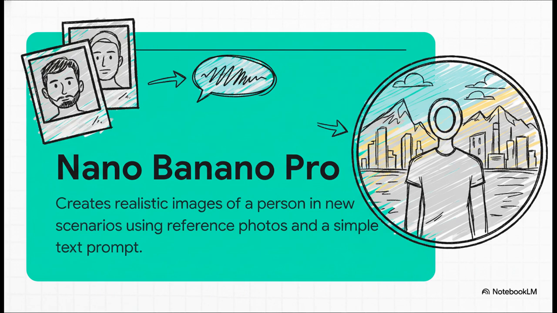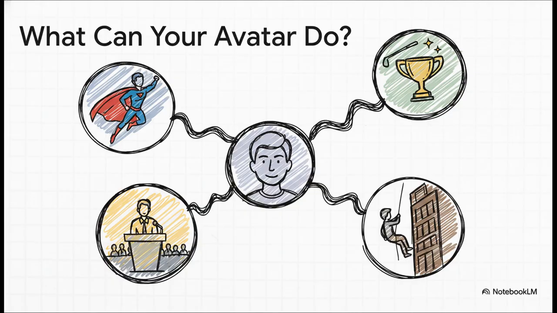And then you just write a simple sentence, a text prompt, describing whatever scene you want to be in. The AI does the rest. It takes your face, your likeness, and just seamlessly drops you right into that brand new world. And this is where it gets really fun, because the possibilities are, well, they're pretty much endless.